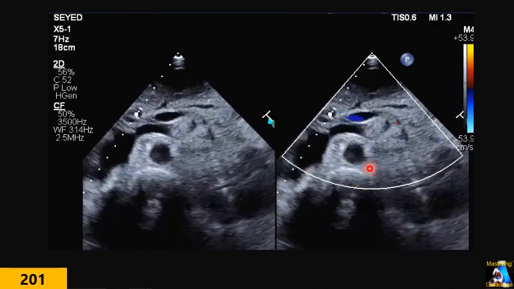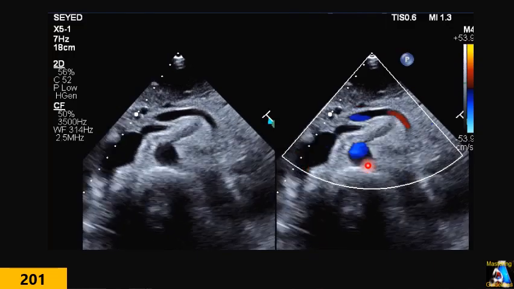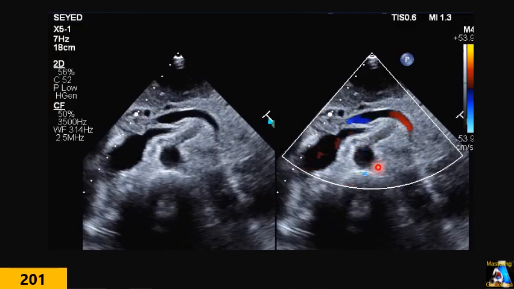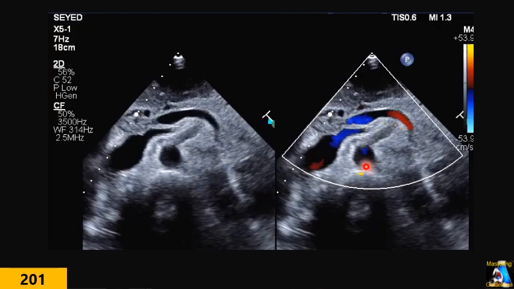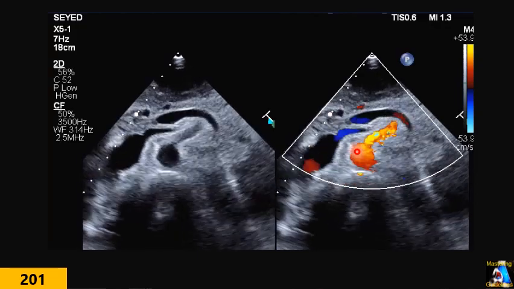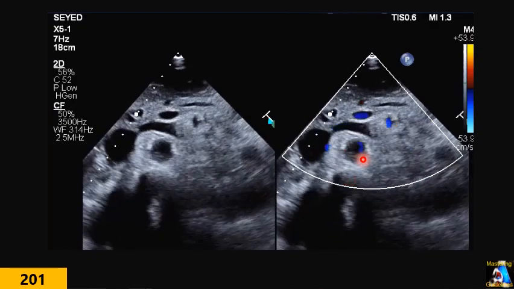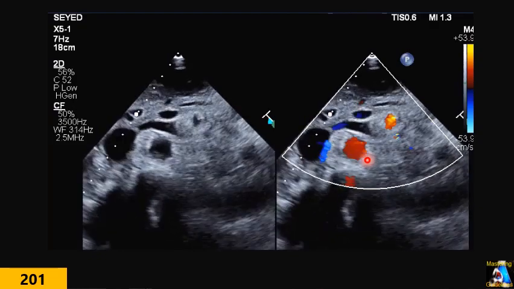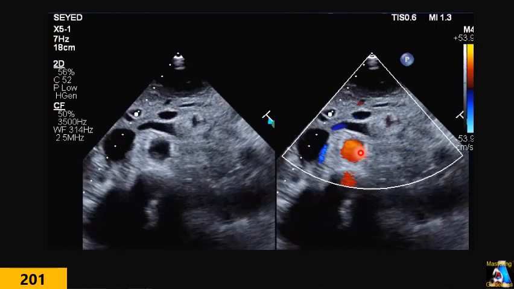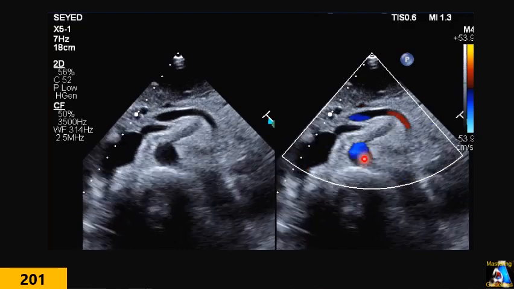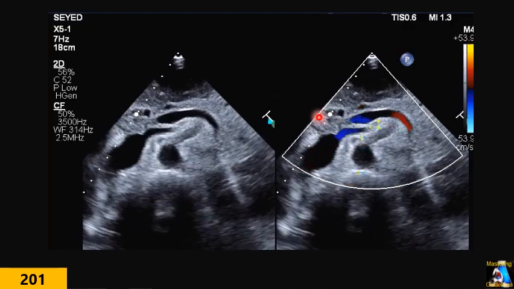As you can see here, the aortic color changes, red and blue. So depending on the direction at that moment, if the sound wave is toward the blood flow, it becomes red. If it is against the blood flow, it becomes a negative shift, blue. Or another way, the patient may have aortic insufficiency. Later we talk about that.